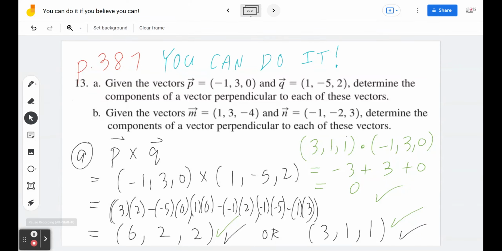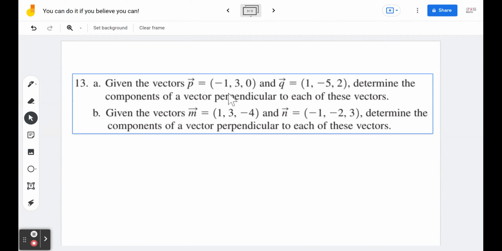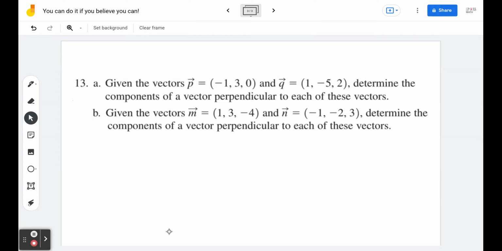Let's keep going. On the next slide deck, I'm going to stick this question again. I would like you to try part B. Press pause, try it. When you're done and you press play again, I'll be here. Welcome back.